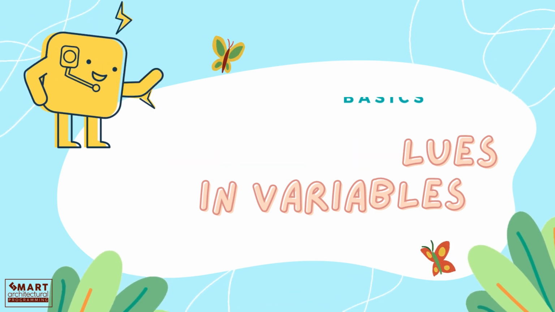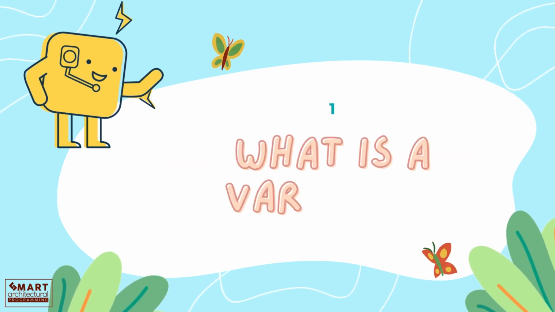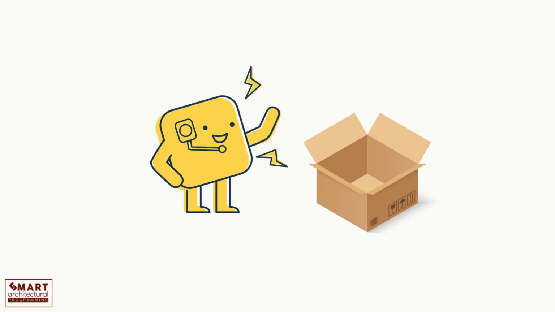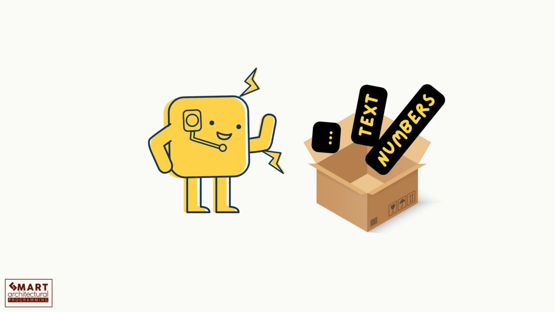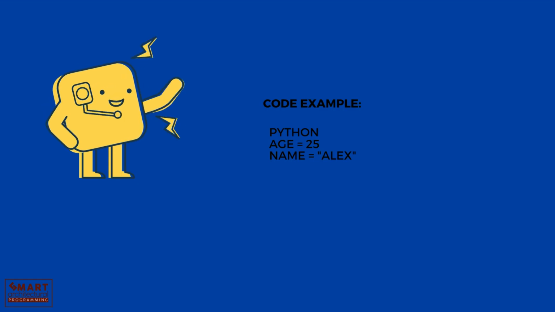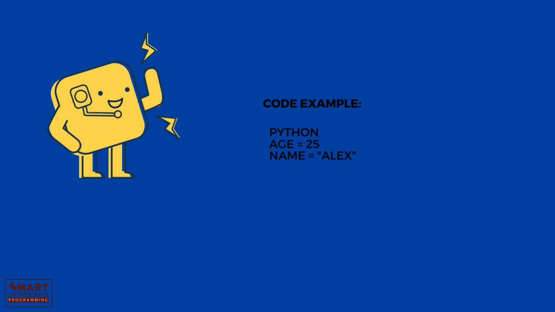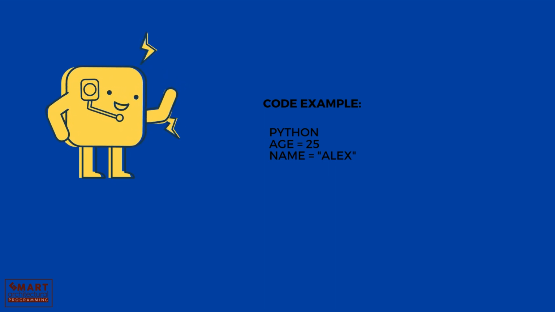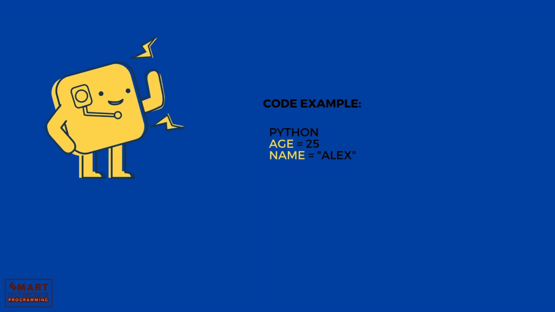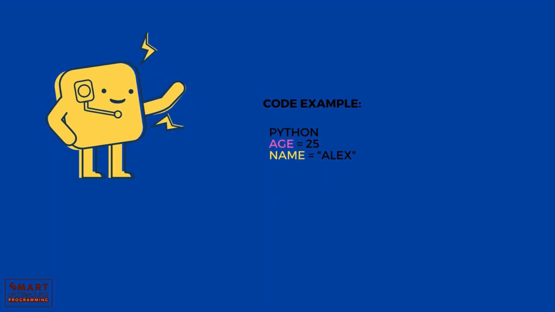Let's get started. Think of a variable as a storage box where you can keep different types of items. In Python, you can store numbers, text, and much more in these boxes. Python: age = 25, name = "Alex". To create a variable, just give it a name, like age or name, and use the equals sign to store a value in it. Here, age stores the number 25, and name stores the text Alex.